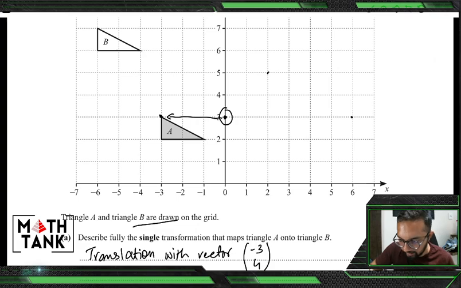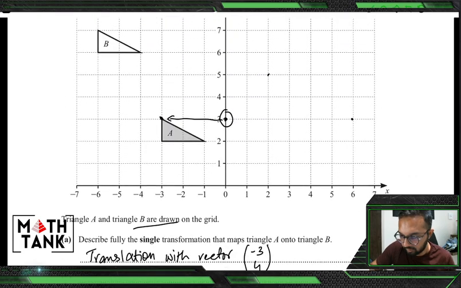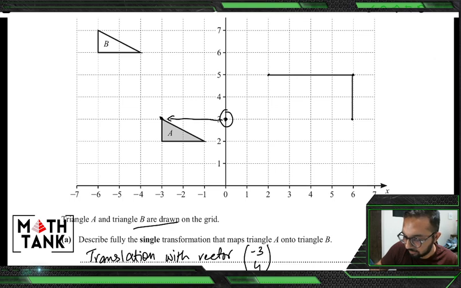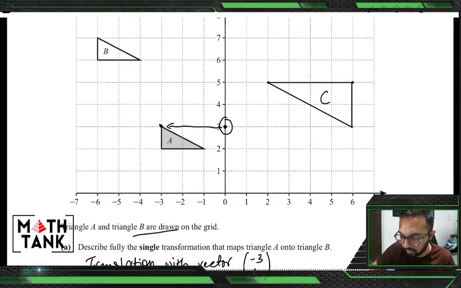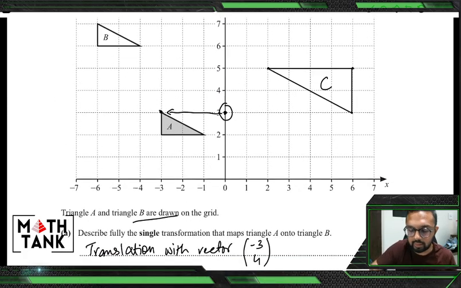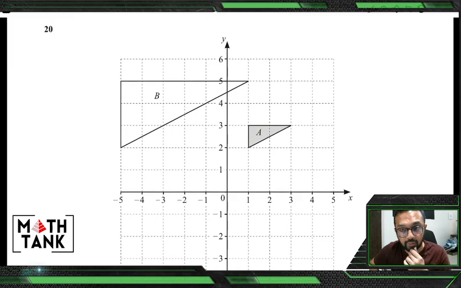Then -3 and -1 gives me 6 and 2. So 6 and 2 gives me here. So that's the enlarged shape. So remember that you're always moving from the center of enlargement. Let's see, I can erase the rest of my work. That's question number 2. Let's look at question number 3.